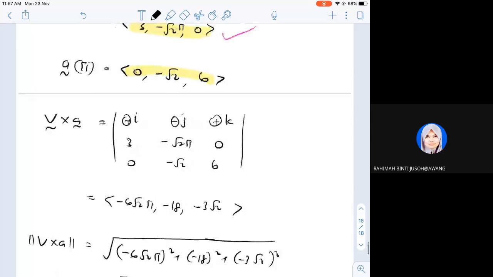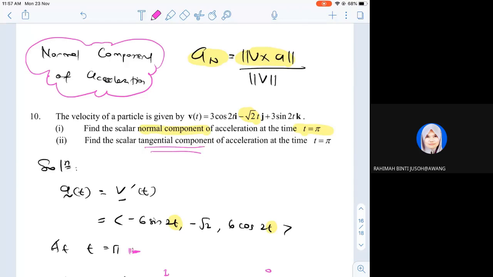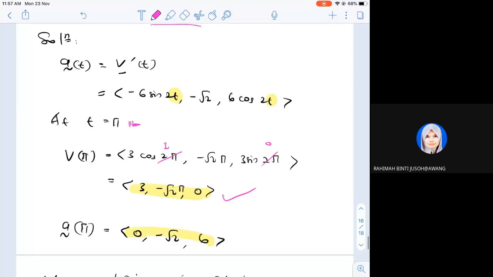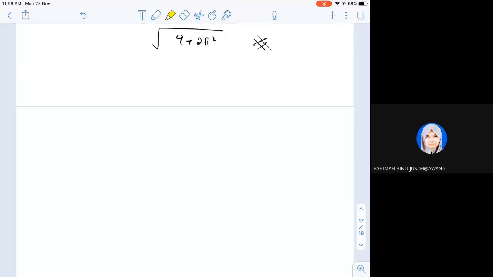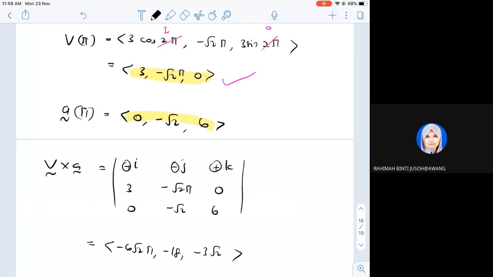Okay, guys. So next for this question, the tangential component. Okay, this is the formula V dot A for the tangential component. The tangential component is easier. So we will have V dot A, which equals, okay, just now we have V pi from above, so you multiply these two.